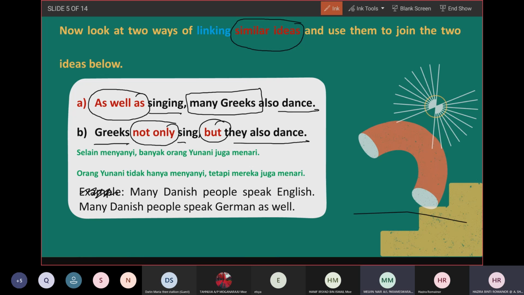Tak. Struktur ayat dia awak kena ikut yang macam A ataupun B. Susunan ayat dia kena ikut contoh A ataupun B. Okay, So Danish people not only speak English but speak German as well. Okay, good. Alright, thank you. So that is the example. You can write down, or many Danish people not only speak English, but they also speak German.